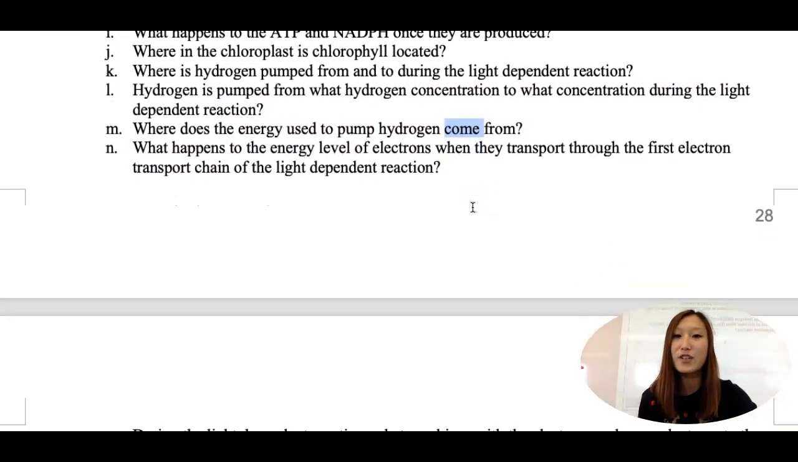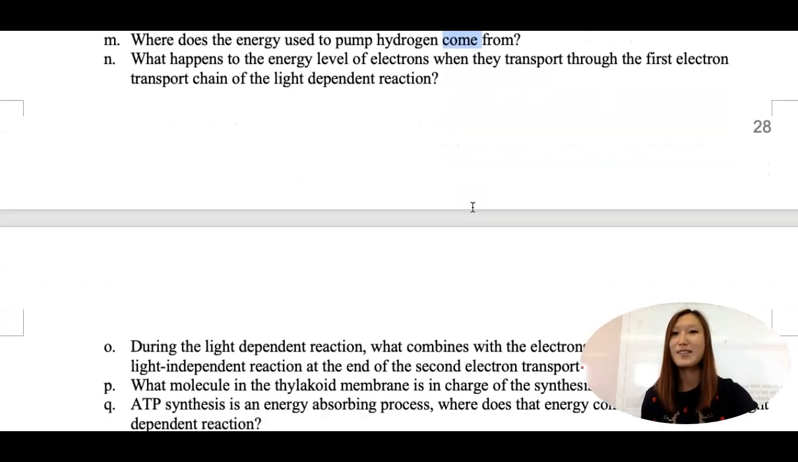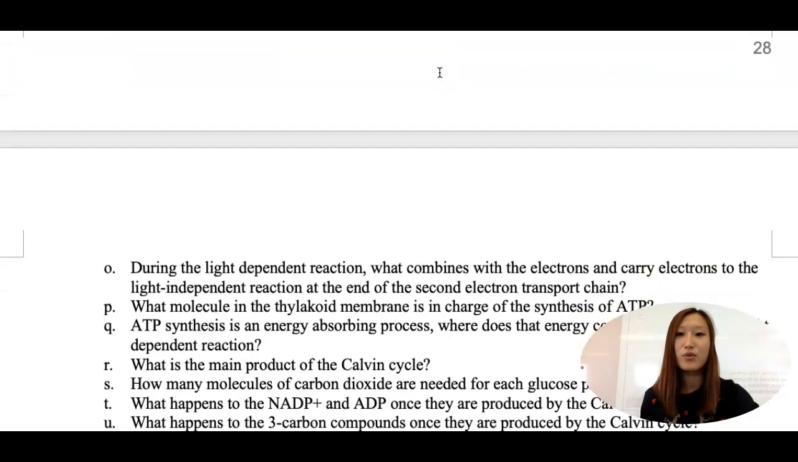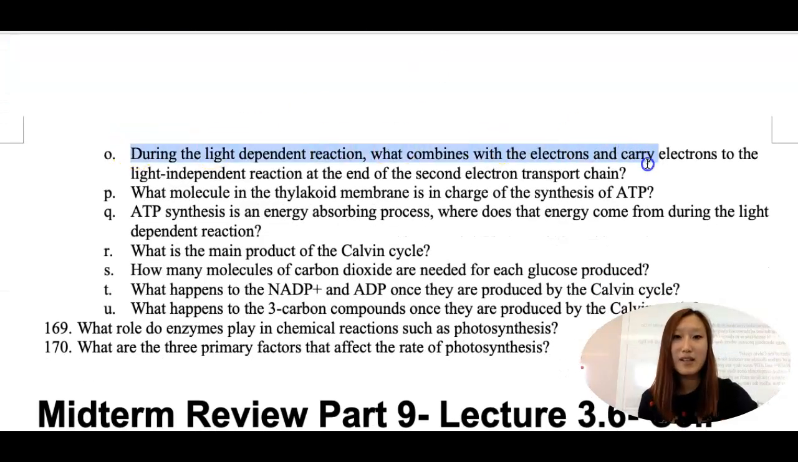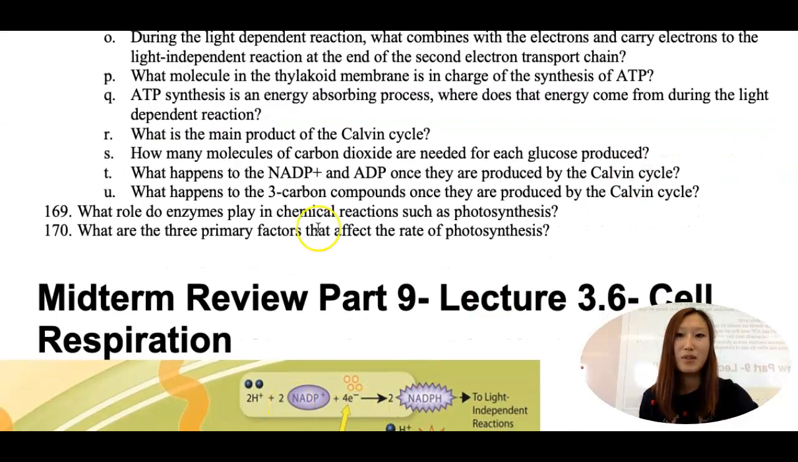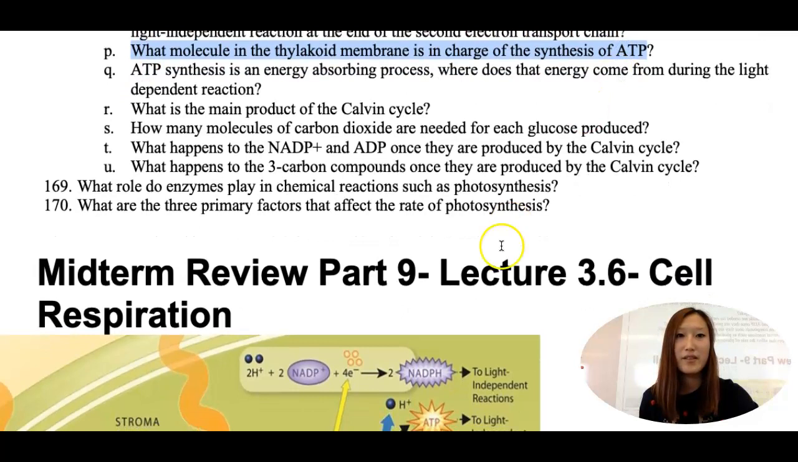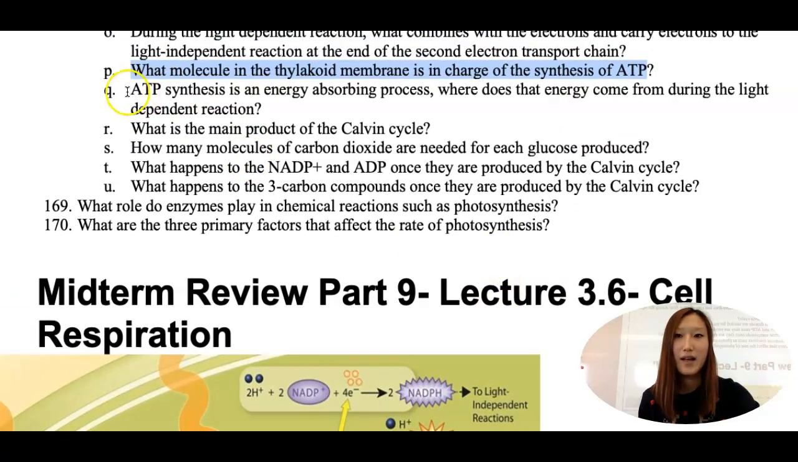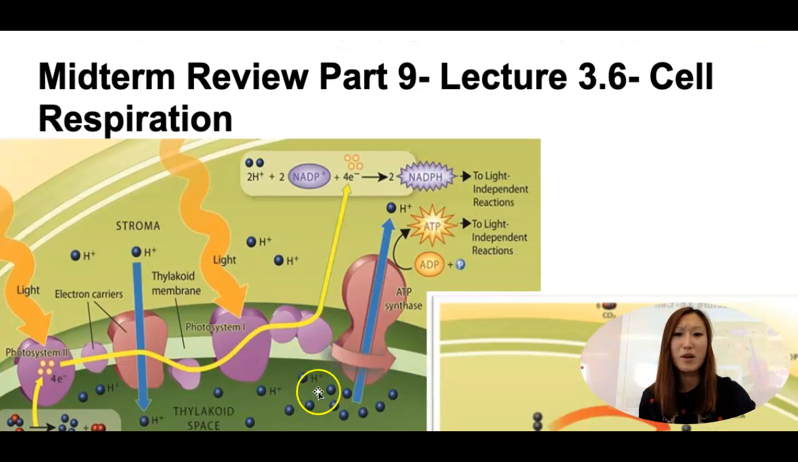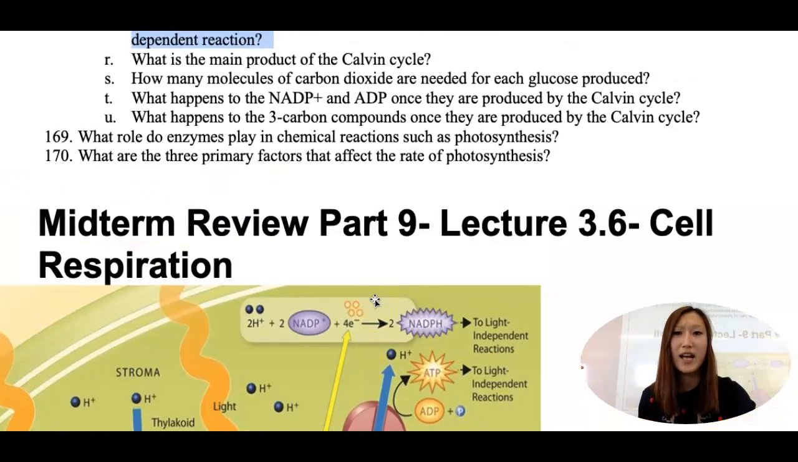Where does the energy used to pump hydrogen come from? From the high energy electrons that were excited by light. What happens to the energy level of the electrons? They lose energy. During the light-dependent reaction, what combines with the electrons? In the end, NADP plus combines with the electrons. What molecule in the thylakoid is in charge of the synthesis? ATP synthase. ATP synthesis is energy absorbing. Where does that energy come from during the light-dependent reaction? That energy directly comes from the difference in concentration of hydrogen.